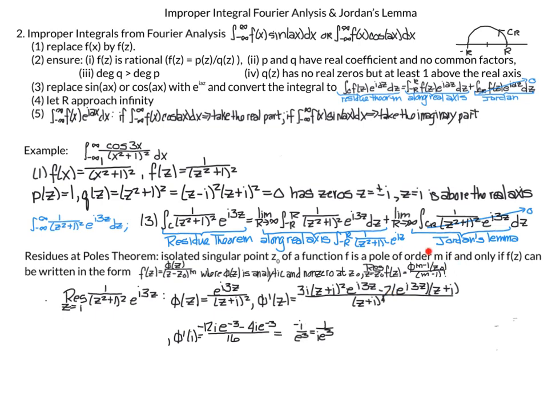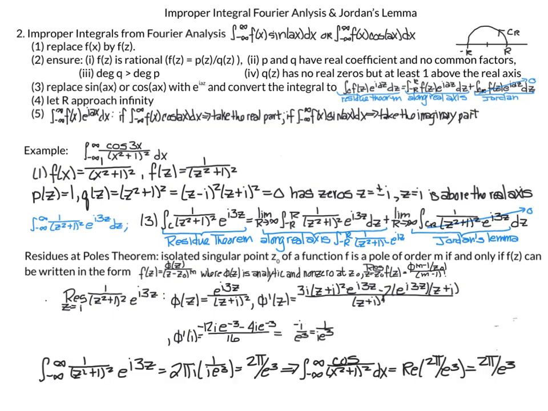Continuing on then using our formula, our first derivative evaluated at z naught, again z equals i, over m minus 1, it's the second degree, so this is just 1 minus 1, which is 0 factorial, which is just 1. So phi prime at i, plugging in i into this expression, gives us this ugly expression, negative 12i e to the minus 3 minus 4i e to the minus 3 over 16, which is equal to 1 over i e to the 3rd.